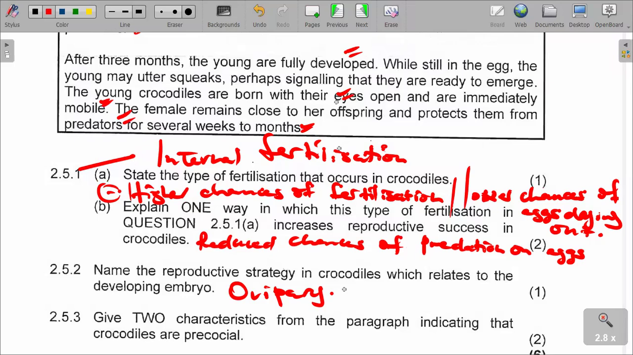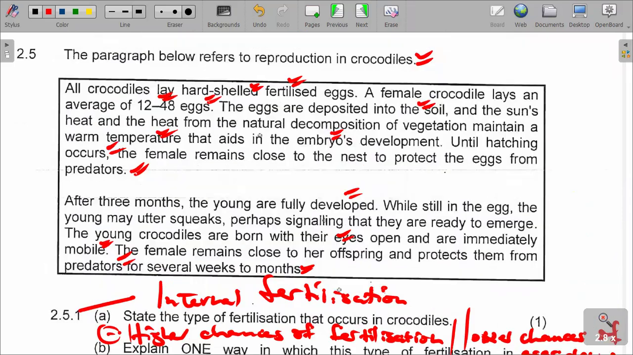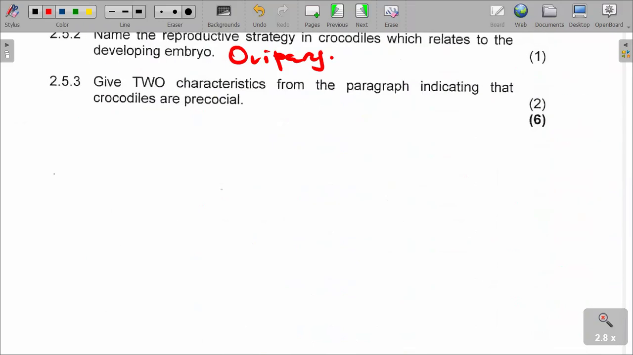All crocodiles lay hard-shelled eggs. Hard-shelled eggs represent oviparity. This I've also explained in the first question that we started with.